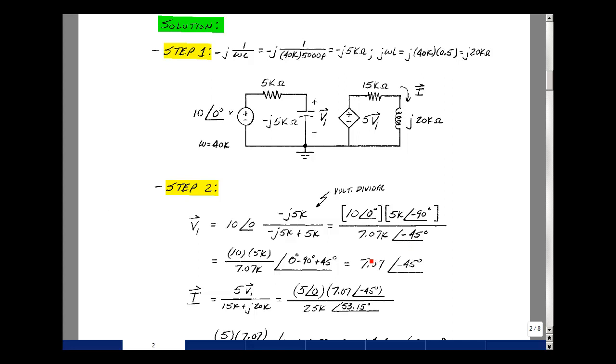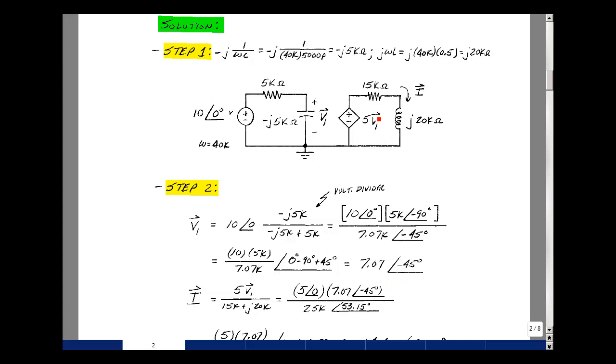Does the answer make sense? This is the hypotenuse, so it's got to be longer than either of these two. These are two equal lengths, so we're going to be at an angle of 45 degrees, but we're in the fourth quadrant because this is the real positive and the imaginary is negative. That's exactly what it should be. The overall magnitude is 10 times 5k divided by 7.07k, and the angle is 0 plus a minus 90 and then minus a minus 45. Turns out to be 7.07 and angle minus 45.